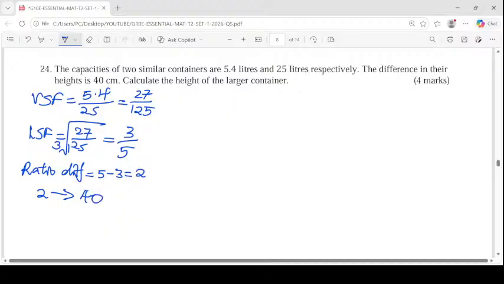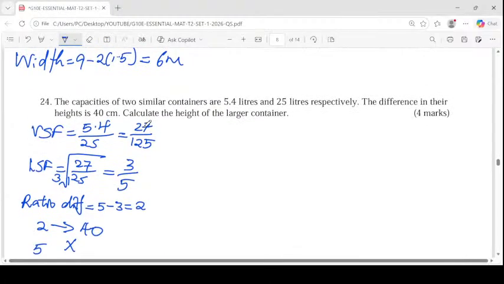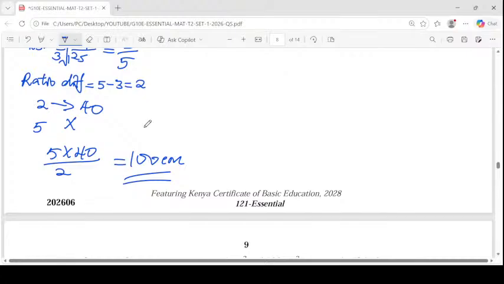Calculate the height of the larger one. What about the larger one whose ratio is 5? You cross multiply. So this will be 5 multiplied by 40 divided by 2. 5 times 40 divided by 2 is 100. This exactly gives you 100 centimeters. I hope you've related what I've done in that particular question number 24.